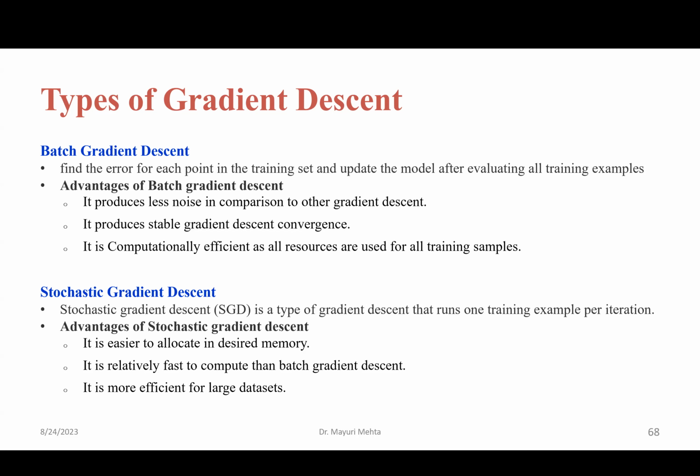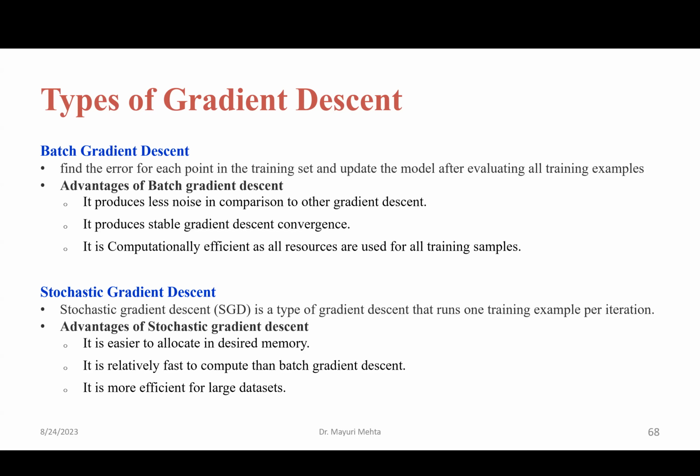Moreover, due to frequent updates, it is also treated as a noisy gradient. While batch gradient descent doesn't produce noise, stochastic gradient descent is treated as a noisy gradient. However, sometimes stochastic gradient descent can be helpful in finding the global minimum and also escaping the local minimum. That is the advantage.